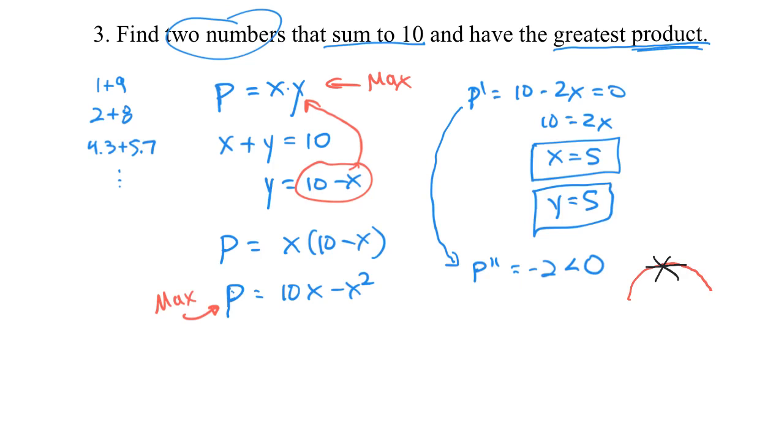So we answered the question. Those are the two numbers that have the greatest product. So if you wanted to find the product, you just multiply those two together, you get 25, and that's the greatest product.